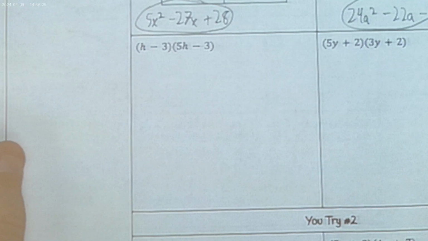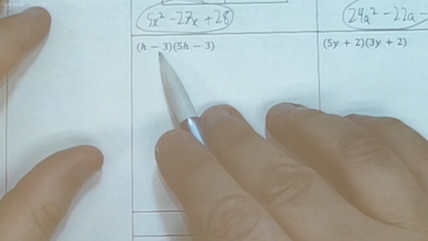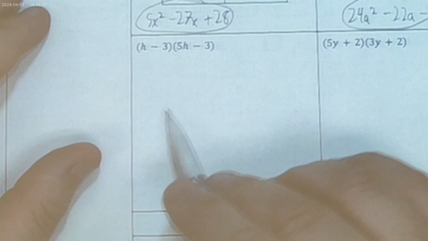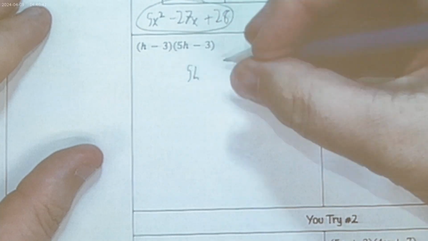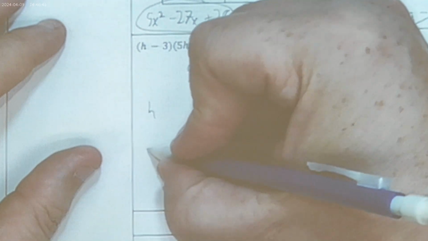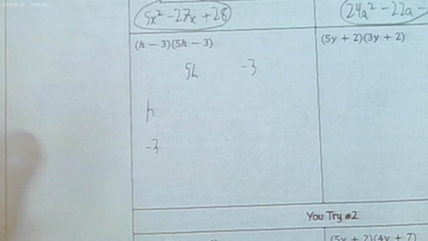Once again, you can put them in whatever order you want. I happen to see this top one and put this one on the top, and this one on the bottom. So let's try it the other way just to change things up a bit. So I've got 5h and negative 3, and then I've got h and then negative 3 down here, just to show that it really doesn't matter what order they're put in.